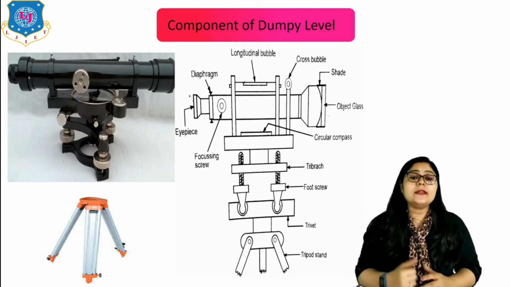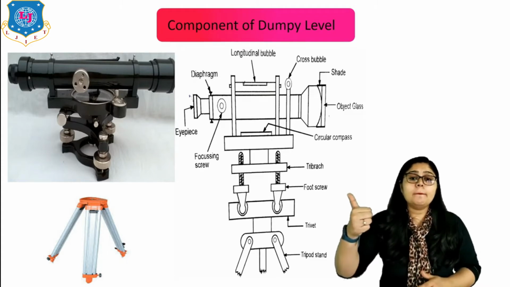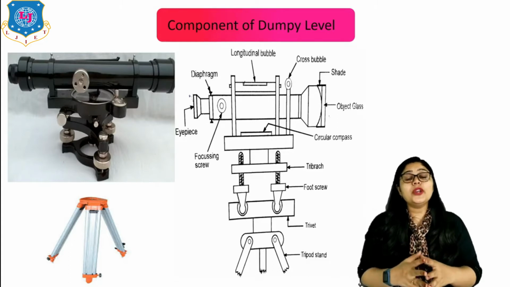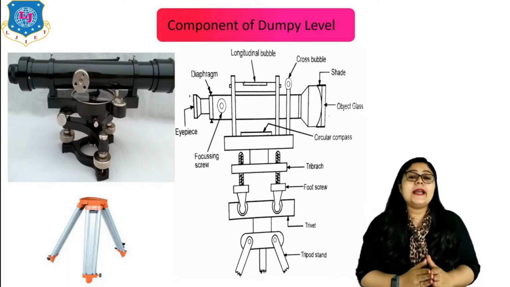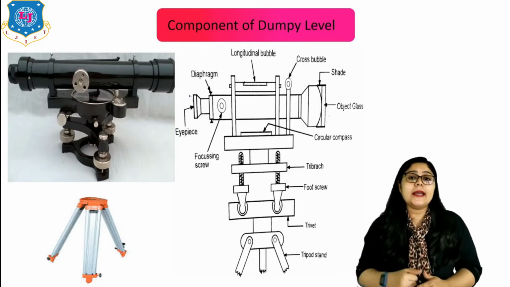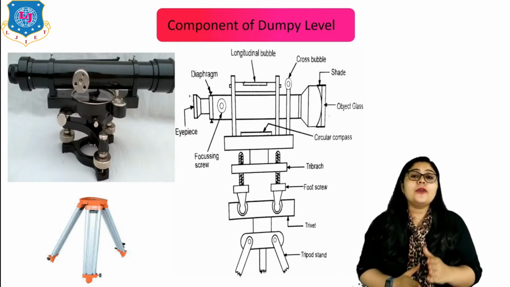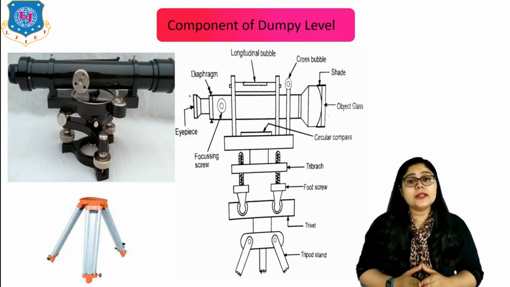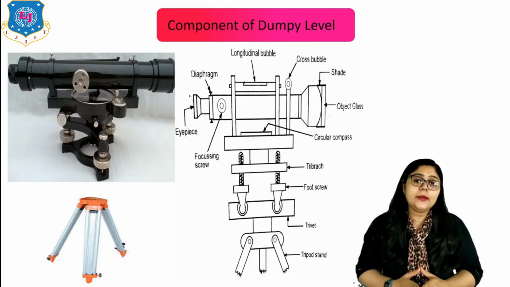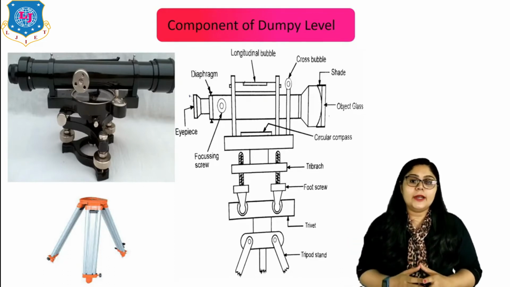Then again, if you can see over here, a circular compass is used. It means whenever I have to go to the field for leveling as well as angular measurement, at that time the dumpy level has the provision of a compass. It means simultaneously you can take readings for angular measurements also, right? So that is the provision for angular measurement.